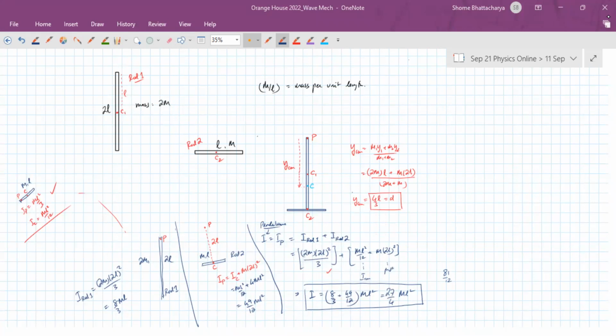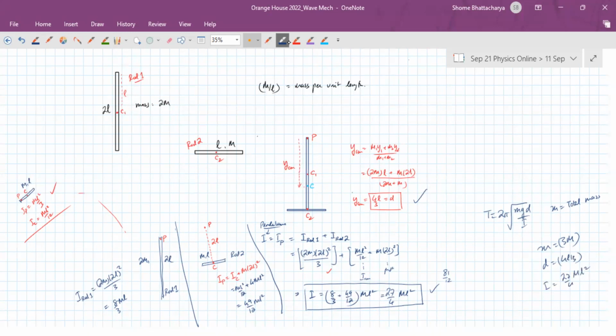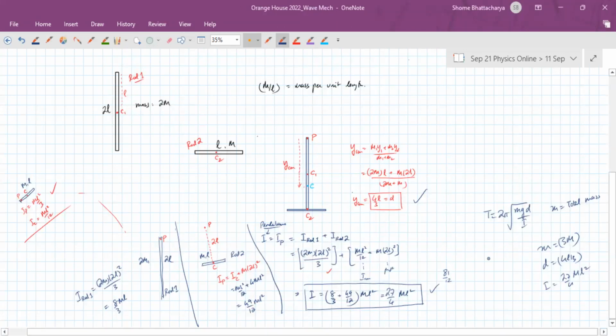Okay, so now you have this D and you have this. Remember here M is the total mass. So in this case, M should be equal to 3M. D should be equal to 4L by 3. And I should be equal to, okay. So substitute all this, you'll get the time period.